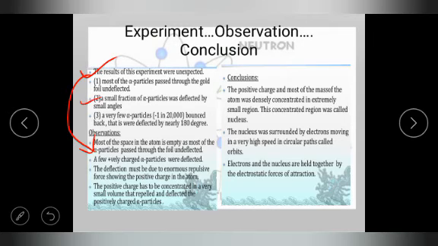Second, a small fraction of alpha particles was deflected. A very small fraction of alpha particles were deflected after striking. So it means that a few positively charged alpha particles were deflected.